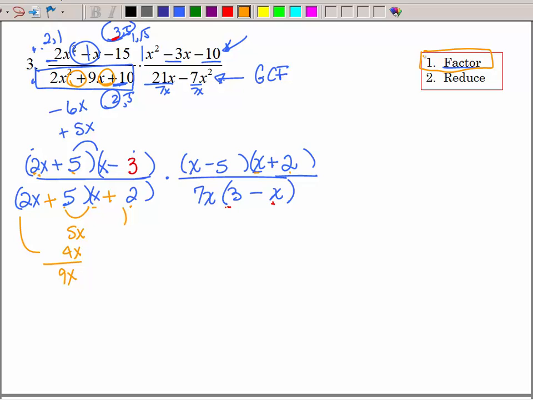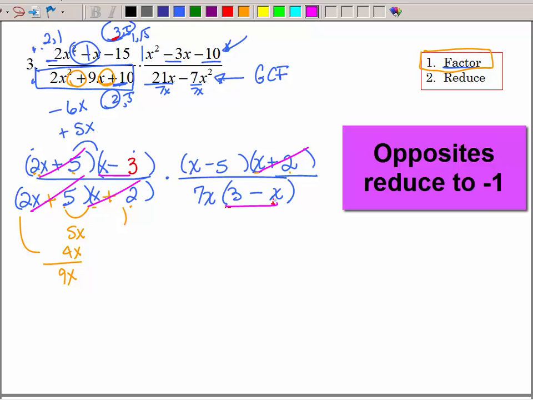Now I want to look for any common factors from the numerator and the denominator. Well, hopefully one's just kind of glaring at you, 2x plus 5 and 2x plus 5. What else do we see? X plus 2 and x plus 2. That's good. And then we have this x minus 3 and 3 minus x. And one more time, those are opposites, so those reduce, but it leaves a factor of negative 1. Don't lose that negative 1. And I don't see anything else.